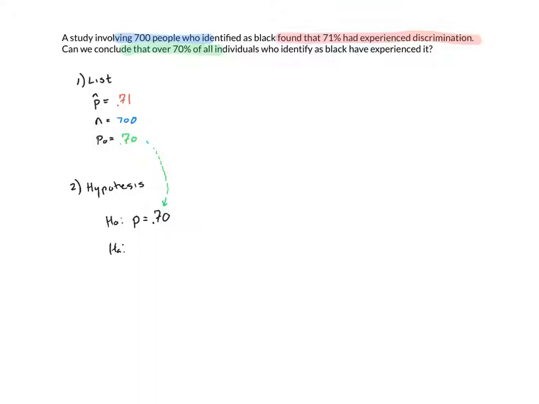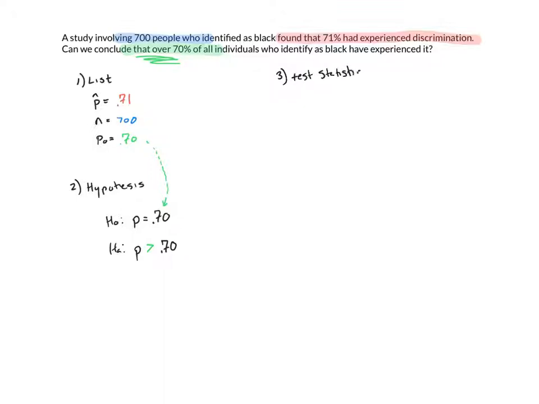Now this isn't what I'm trying to prove, so when I write my alternative hypothesis, I'll have P and 0.70. I want to show, we want to conclude that over 70%. So this will be P is greater than 70%. After I've done this, the next step is step 3. Step 3 is my test statistic.